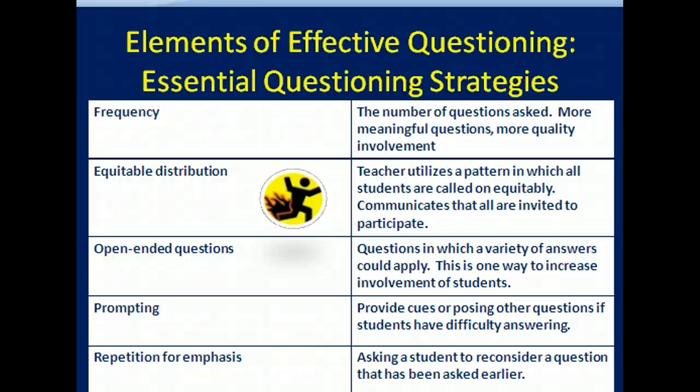Welcome back to Chapter 6. This is Part 2. We're going to begin on Slide 18. That was the last slide that we were on. And I'd like you to take a look on Slide 18 on the left-hand side. Those are essential elements to effective questioning: frequency, equitable distribution, open-ended questions, prompting, and repetition for emphasis.